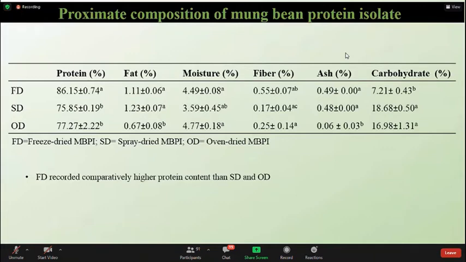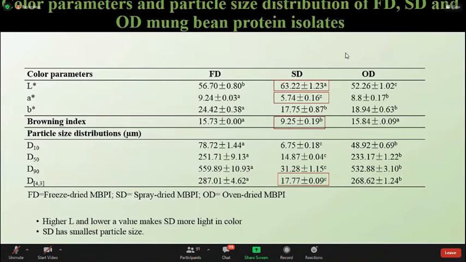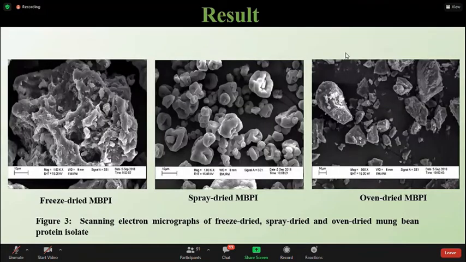The color, of course, is a bit dark. We used a heat treatment to kill all the enzymes present during the process. If you look at the color L value, it is a brown color. We do not want to use anything like metabisulfite to inhibit the enzyme activities that cause browning of the flour and the protein. Here there is a comparison of the structure using scanning electron micrographs.